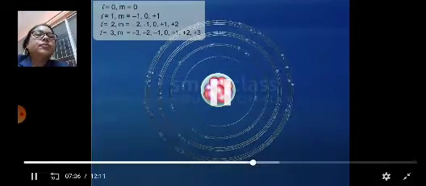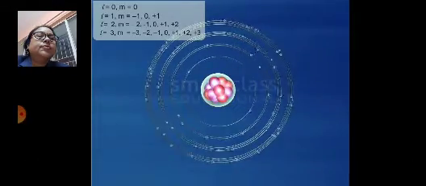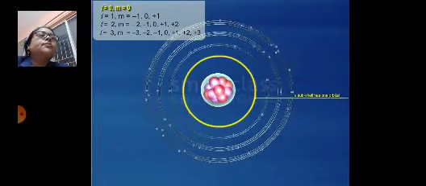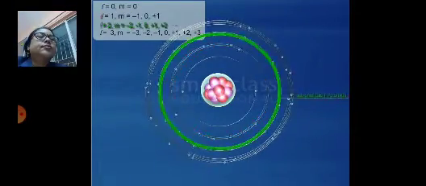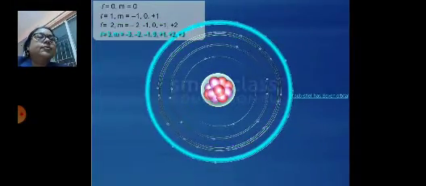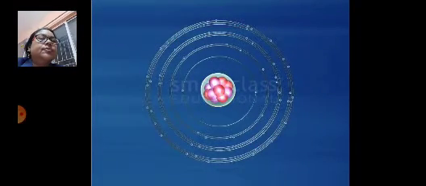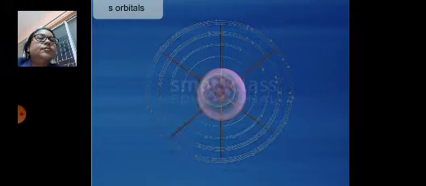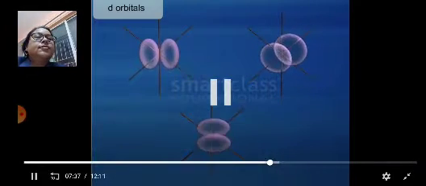Each value of m represents a particular orbital. This means that each s subshell has only one orbital, the p subshell has three orbitals, the d subshell has five orbitals, and the f subshell has seven orbitals. The shapes of these orbitals are determined by the azimuthal quantum number l. The s orbitals are spherical in shape, the p orbitals are dumbbell-shaped, while the d orbitals are double dumbbell-shaped.